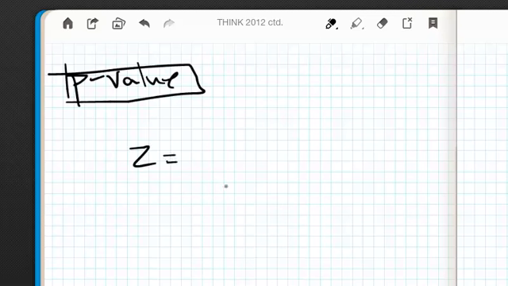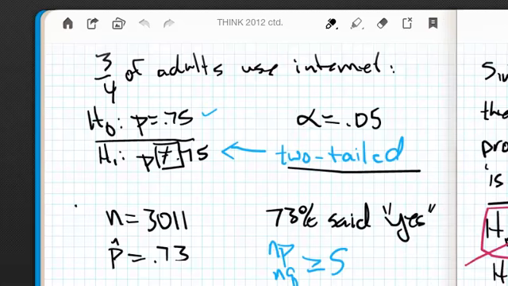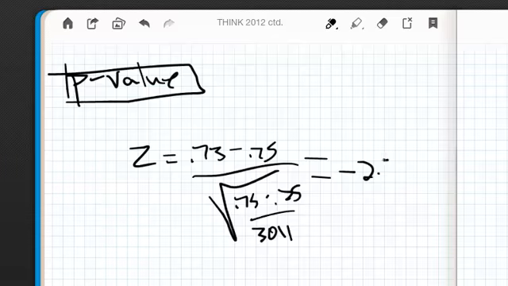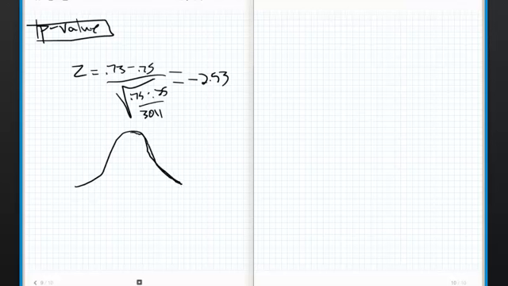All you do is find the z-test statistic, right? Which we know was 0.73 minus 0.75 divided by the square root of 0.75 times 0.25 divided by 3011. And we ended up, what was it? I forget what it was. 2.53? Was that what it was? I'm getting old. Negative 2.53. Negative 2.53. Now, what does that mean? It means, remember, sample proportions are unbiased estimators, and not only that, they distribute themselves on a normal curve.